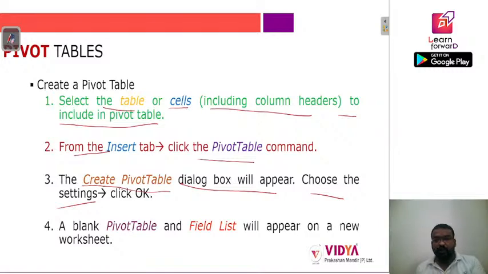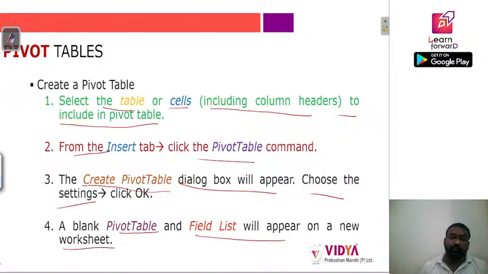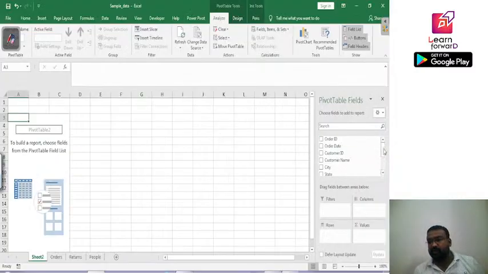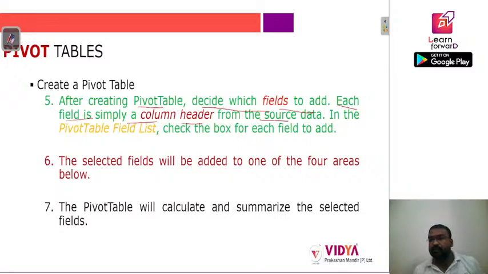Clear? Now what we have is a blank pivot table that has been created, and that field list will appear on a new worksheet. You can see that those fields are appearing on the right side while the pivot table was appearing on the left side. Now after creating that pivot table, we will decide which fields we want to add, and each field is simply a column header. Over here on the right side, we are getting all the column header names. Okay, so we can select those columns that we want from the source data.